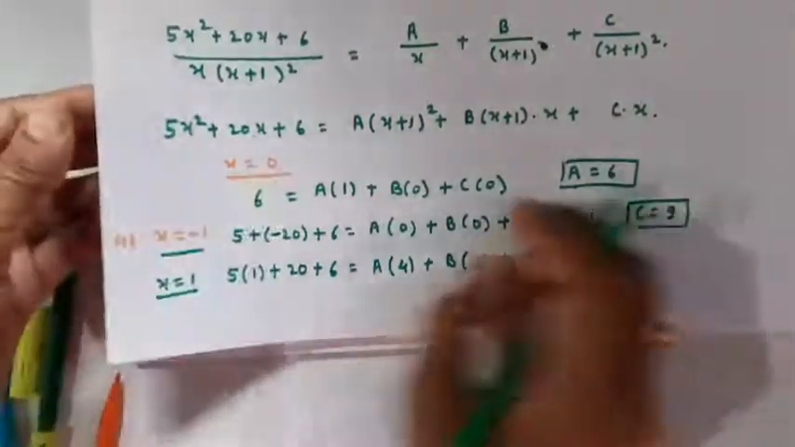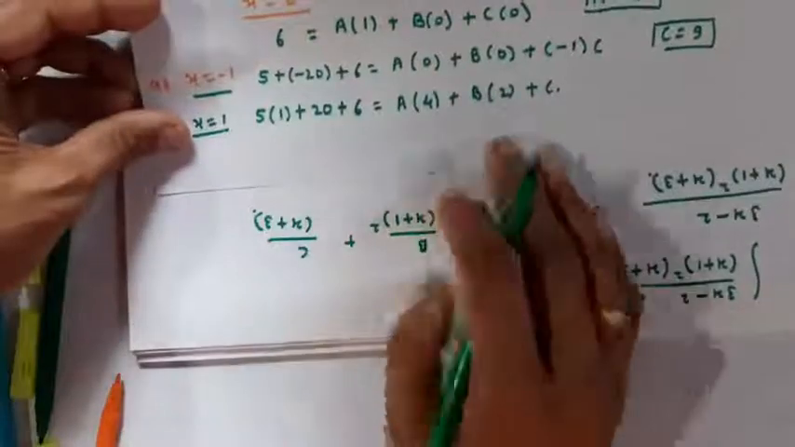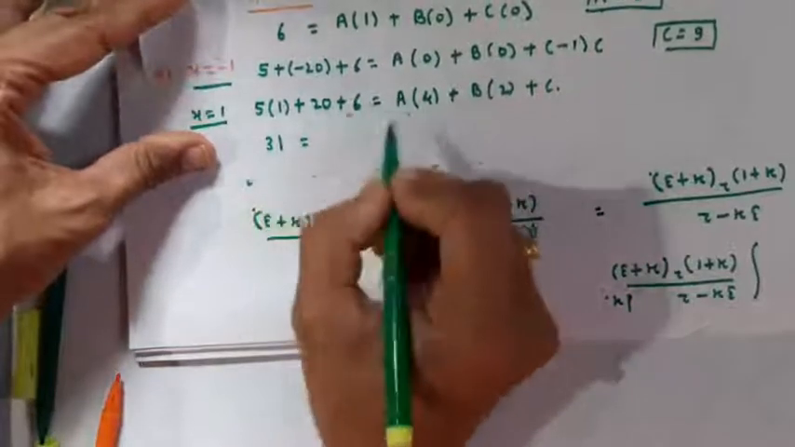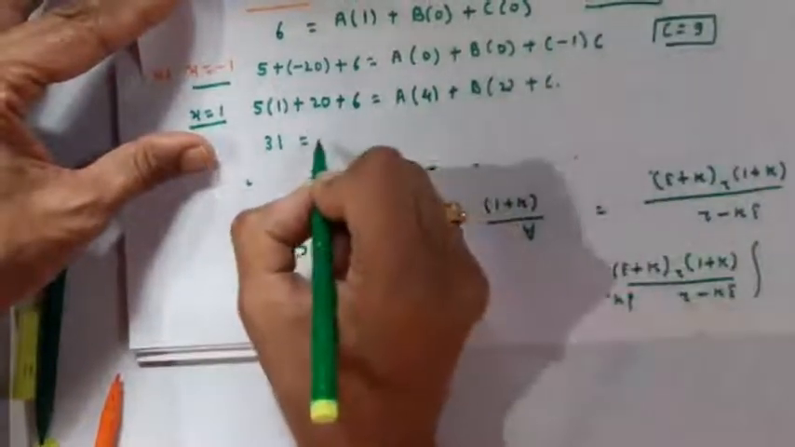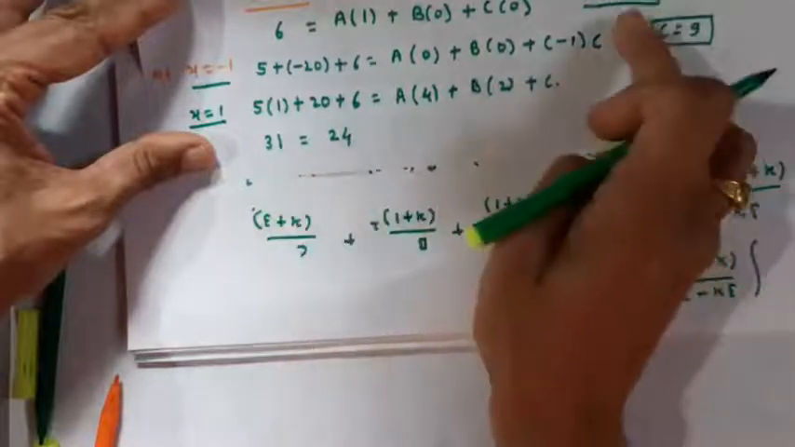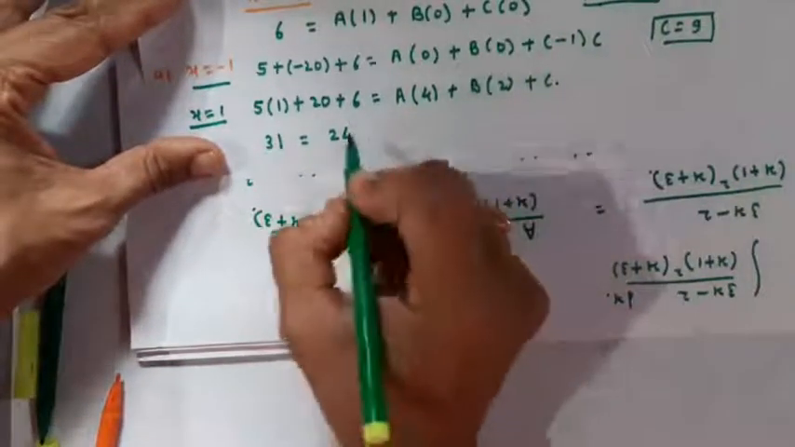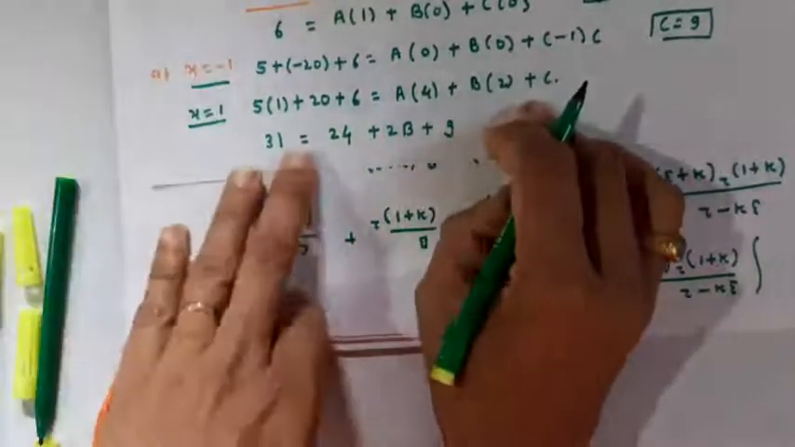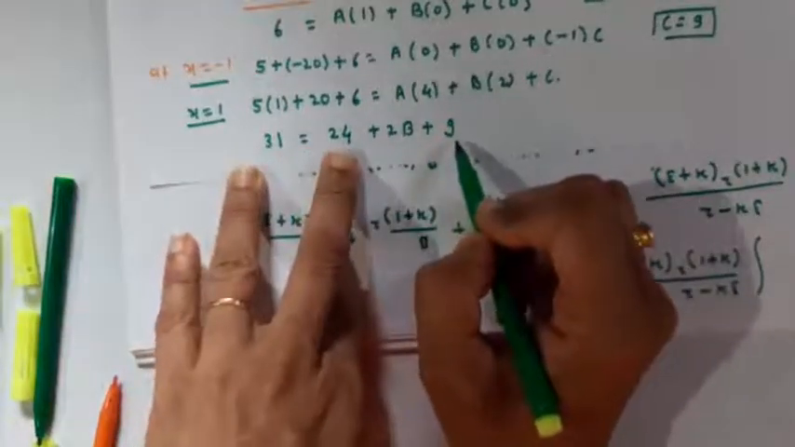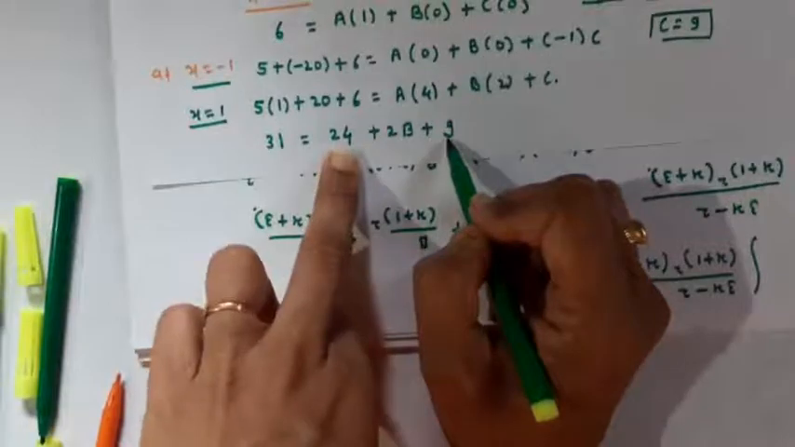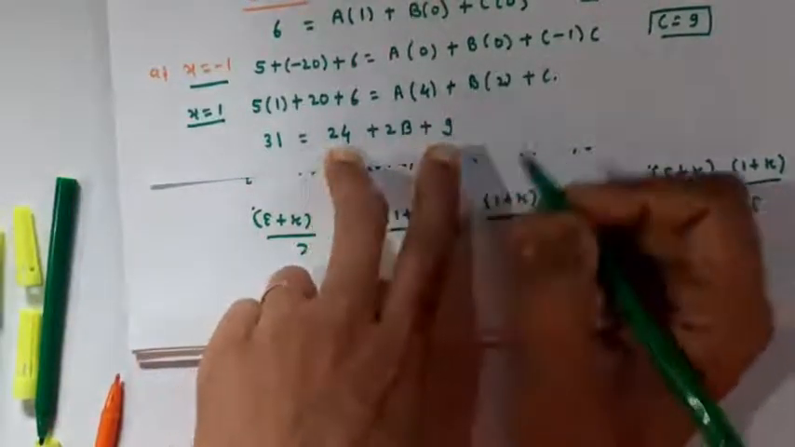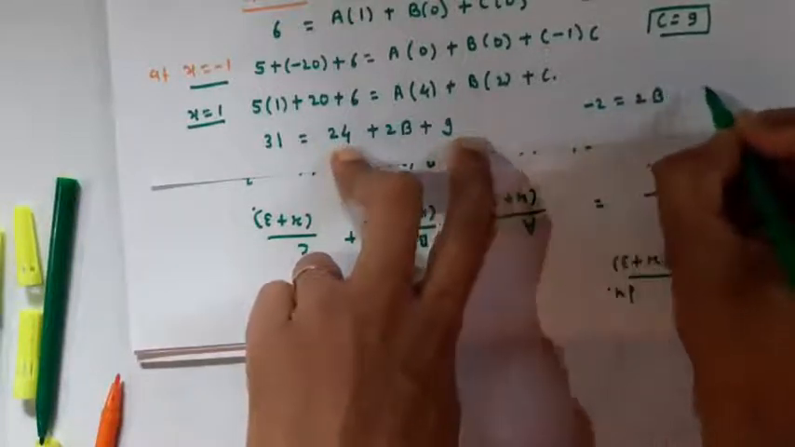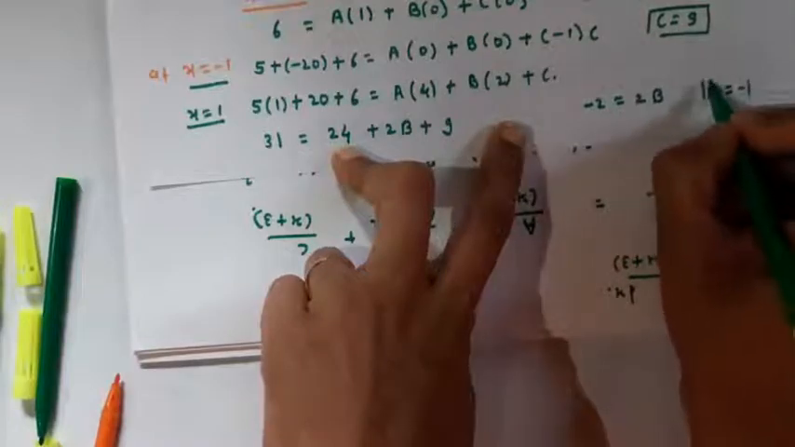Now let us calculate. We get 26 plus 5, that is 31. 31 equals 4a, 4 into 6 is 24, plus 2b, and plus 9. Therefore 24 plus 9 is equal to 33. 31 minus 33 is equal to minus 2. Minus 2 equals 2b, and therefore the value of b equals minus 1.